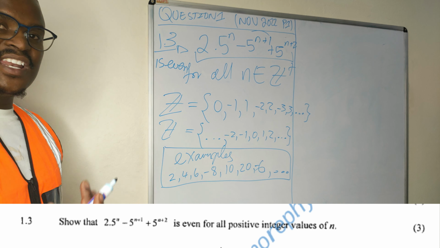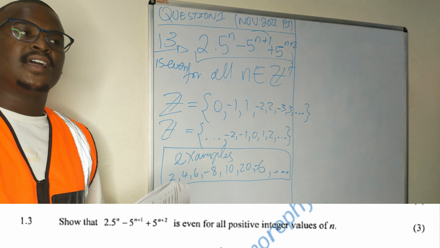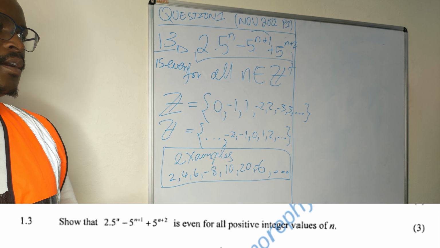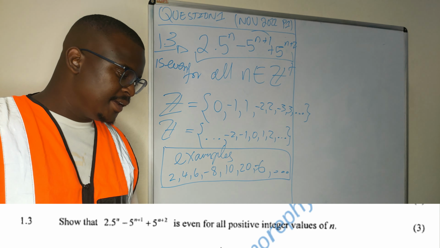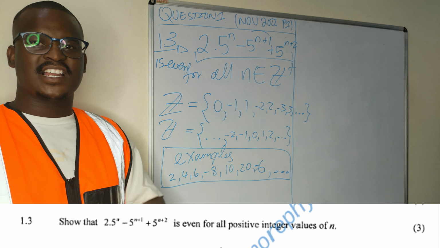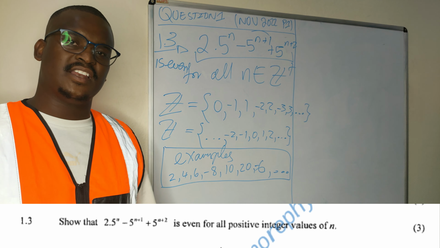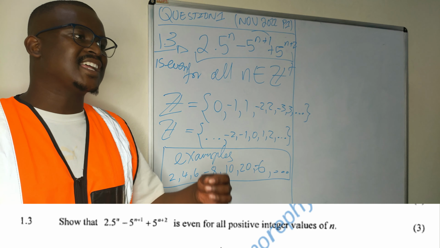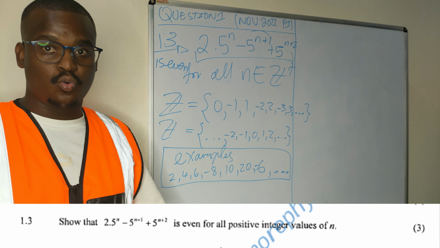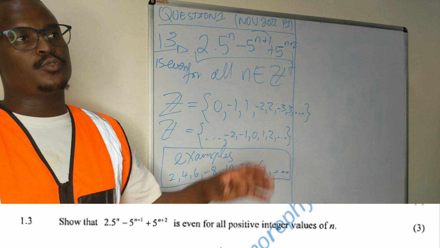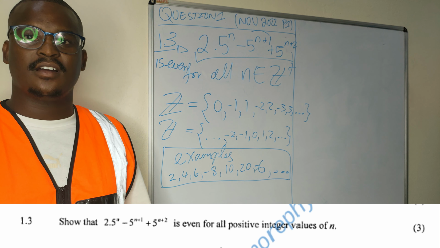So an even number is any number that can be written as an integer times 2. That's the definition of an even number. So it is any number that can be written as an integer times 2, or it can be expressed in the form 2 times k, where k is an integer.